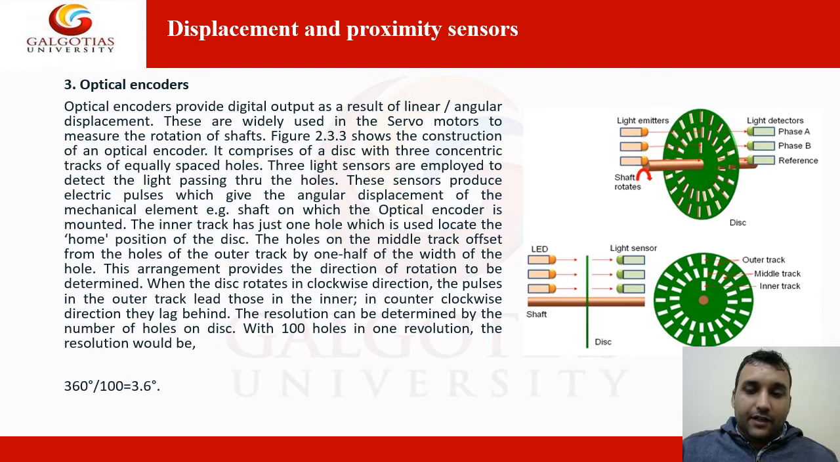When the disc is rotated in a clockwise direction, the pulses in the outer track lead those in the inner. In the counterclockwise direction, they lag behind. The resolution can be determined by the number of holes on the disc. With 100 holes in one revolution, the resolution will be 360 divided by 100, that is 3.6 degrees.